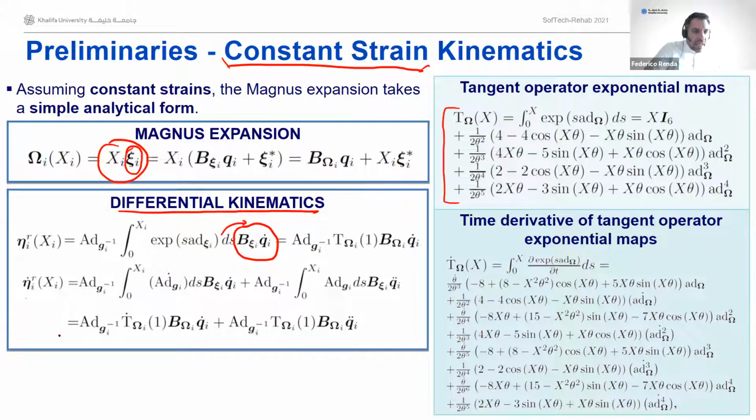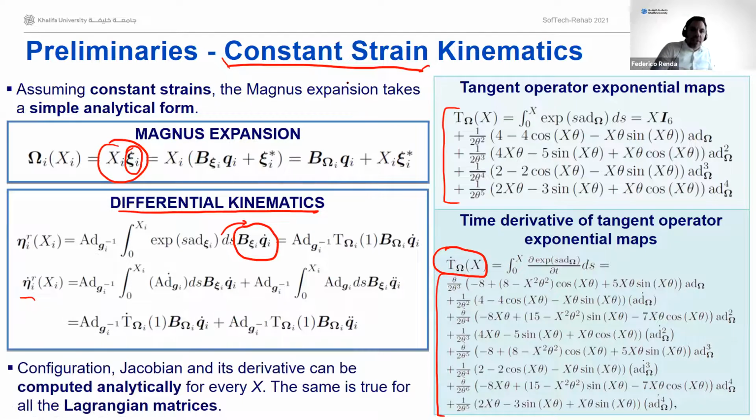Similarly, for the relative acceleration, again, it makes appear just the derivative of the tangent operator of the exponential map, which also has a nice analytic formulation. So in conclusion, in the constant strain case, everything is analytic. The configuration is analytic. The Jacobian can be computed analytically. The time derivative can be computed analytically. And consequently, all the Lagrangian matrices can be computed analytically. This should not be a surprise because this is the case of rigid robots. In principle, rigid robot dynamics can be computed completely analytically.